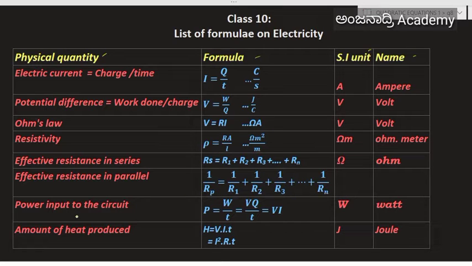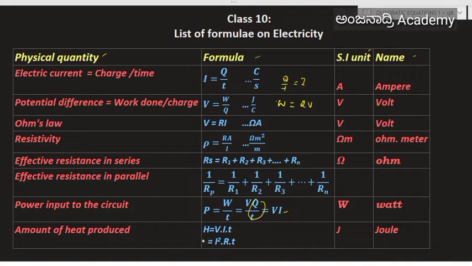Power input to the circuit. We know that power is equal to what? Rate of doing work, that is work done divided by time. Already you know this. From the formula of potential difference we can write W is equal to Q into V. So P is equal to V into Q divided by t. Q by t is what? Q by t is I, that is current. Therefore power is equal to V into I. The SI unit of power is watt and its symbol is W.